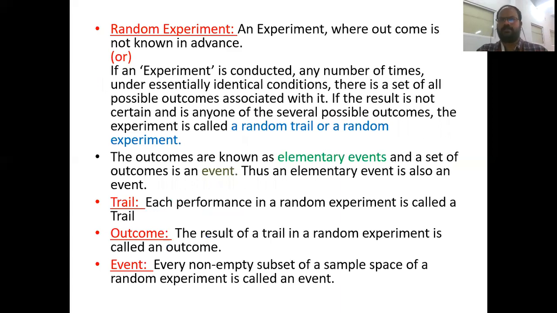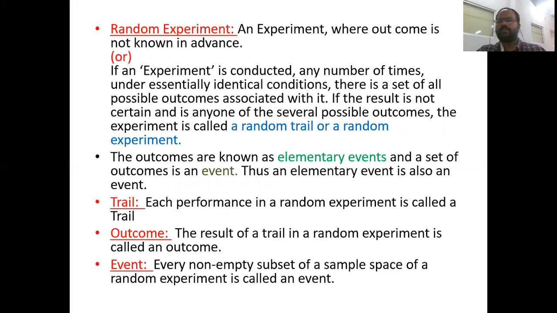Now we can see what a random experiment is. As I said, a random experiment is one where the outcomes are not known in advance. The outcomes of the experiment are called random trial results. Outcomes are known as elementary events. Whatever outcomes I get are called elementary events. That means when tossing a coin, getting a head is one event and getting a tail is one event. These two are called elementary events.